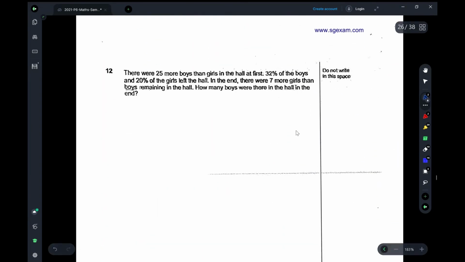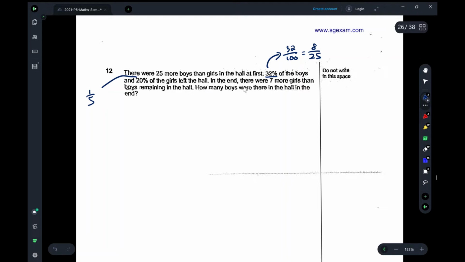Okay, next up. There were 25 more boys than girls in the hall at first. 32% of the boys and 20% of the girls left the hall. In the end, there were 7 more girls than boys remaining in the hall. So, when we see percentage, we can change it to fraction first. Use a calculator to help you. So 8 is to 25. 8 out of 25. And this is 1 out of 5.